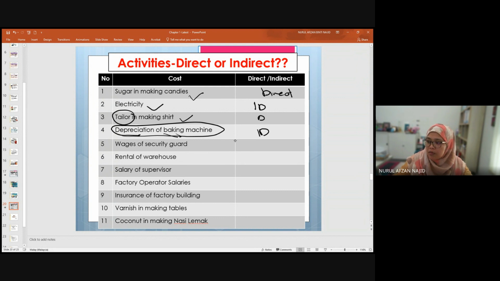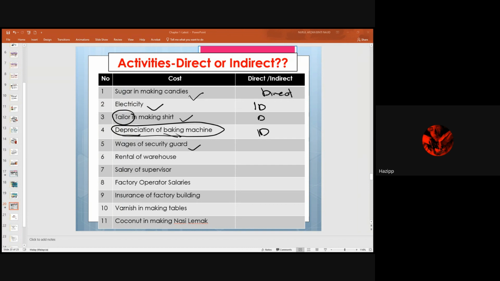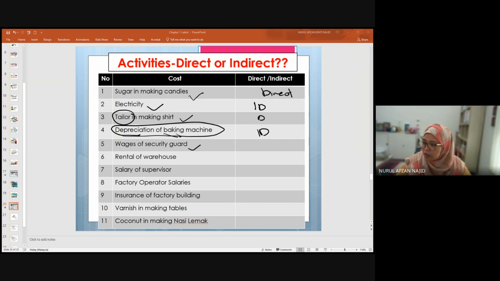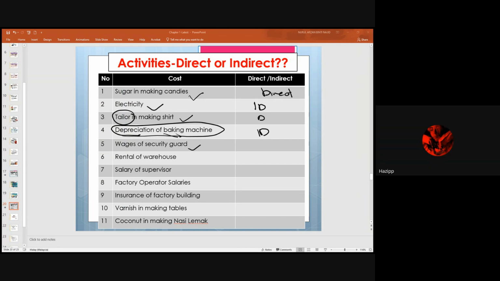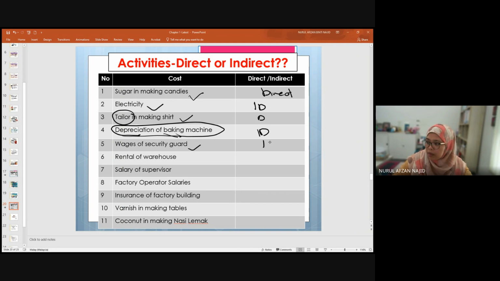Okay, Naimah? Hopefully you boleh faham. Okay. Wages of security guard. Sekejap, tengok. Wages of security guard, Harira. Hazib tadi saya dah panggil ke? Hazib? Yeah, madam. Apa jawapan wages of security guard? Indirect. Good. Indirect. Rental of warehouse.